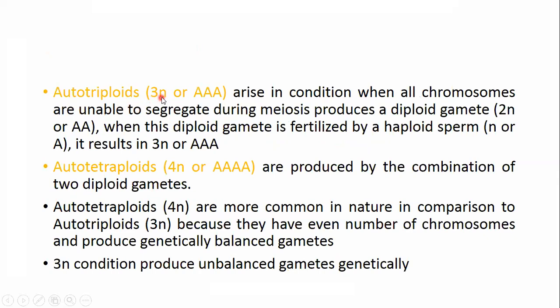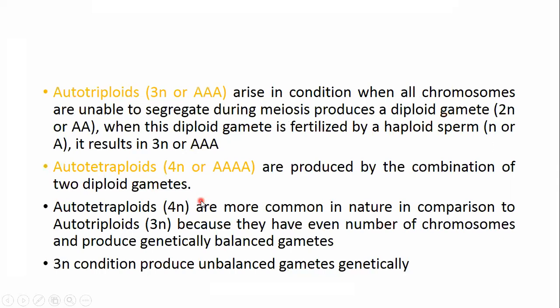Autotriploids are represented as 3N or AAA. That condition arises when all chromosomes are unable to segregate during meiosis and produce a diploid gamete, meaning that gamete contains two copies of all chromosomes. When this diploid gamete is fertilized by a haploid sperm or haploid gamete, it results in a condition of 3N or AAA. Similarly, autotetraploids are represented as 4N or AAAA.